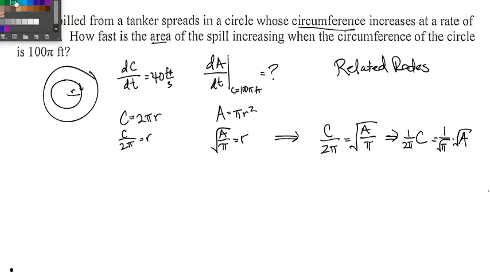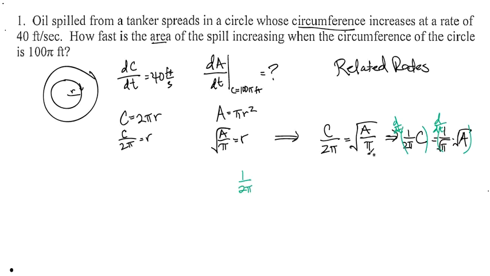Once it's rewritten in this form, I can go ahead and take the derivative of both sides with respect to time. Now, it's very important that we are taking this with respect to time. We're not taking it with respect to x. We're not taking the derivative of C with respect to A. We're taking both with respect to time. Okay, so the derivative is 1 over 2 pi. And the derivative of C is 1, however, because we're taking it with respect to time, we have to write dC/dt. It is implicit differentiation that we're doing here.